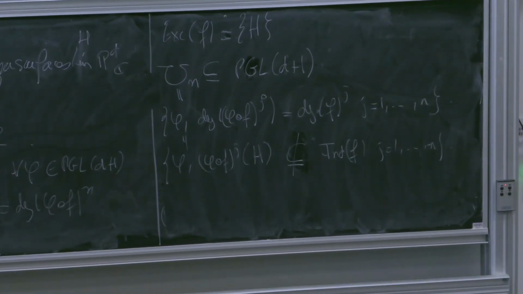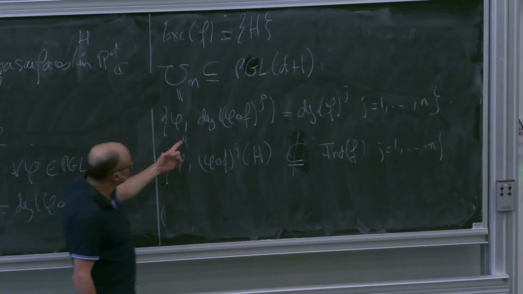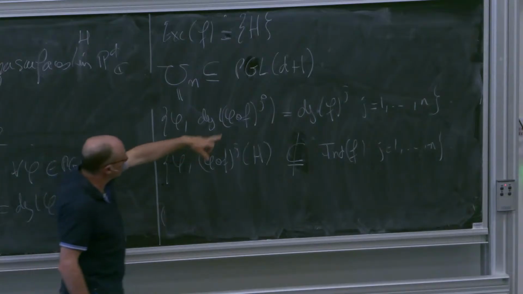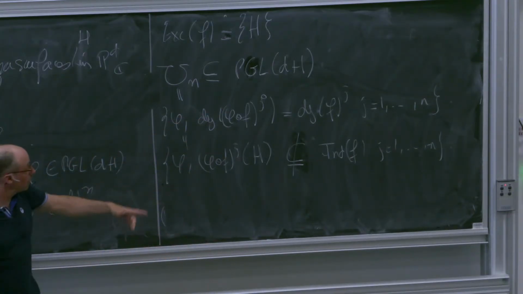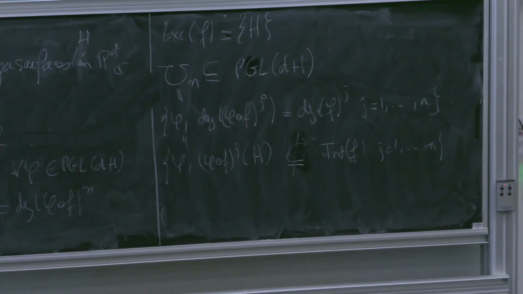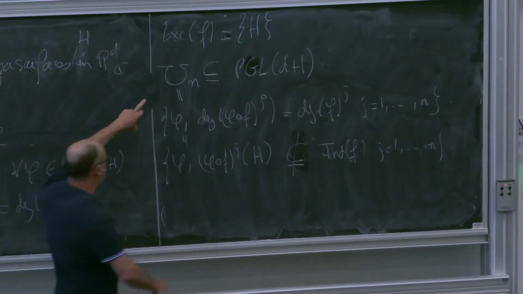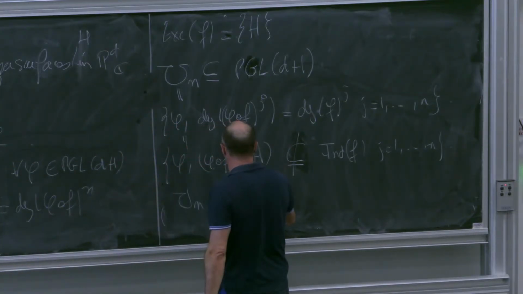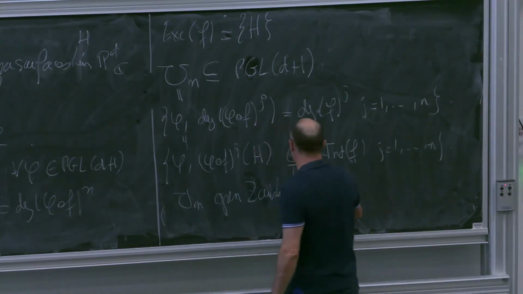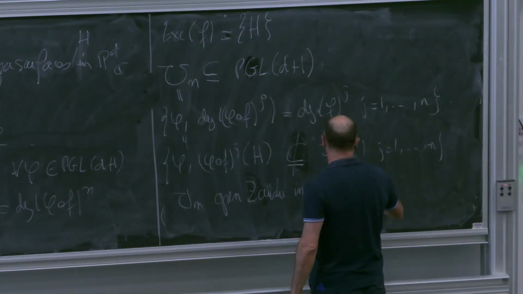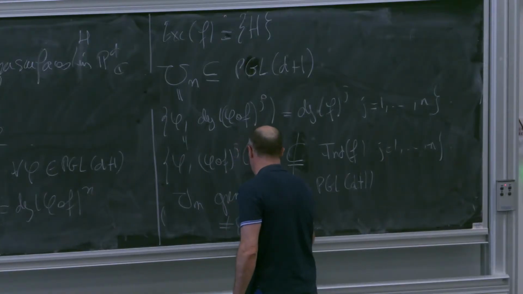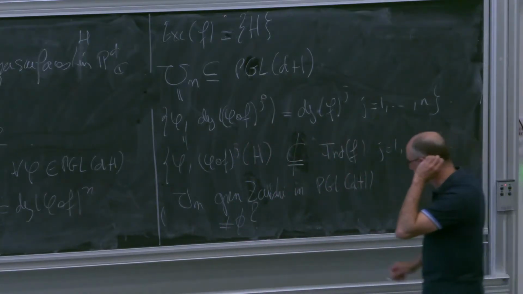Okay? And so, in fact, when you look at phi composed with F to the j, this is an algebraic condition in the coefficients of phi. And so having the equality like this says that U_N is open, Zariski open, inside PGL_{d+1}. And so the key thing is to show that this is non-empty. If you show that it's non-empty, then it's dense.